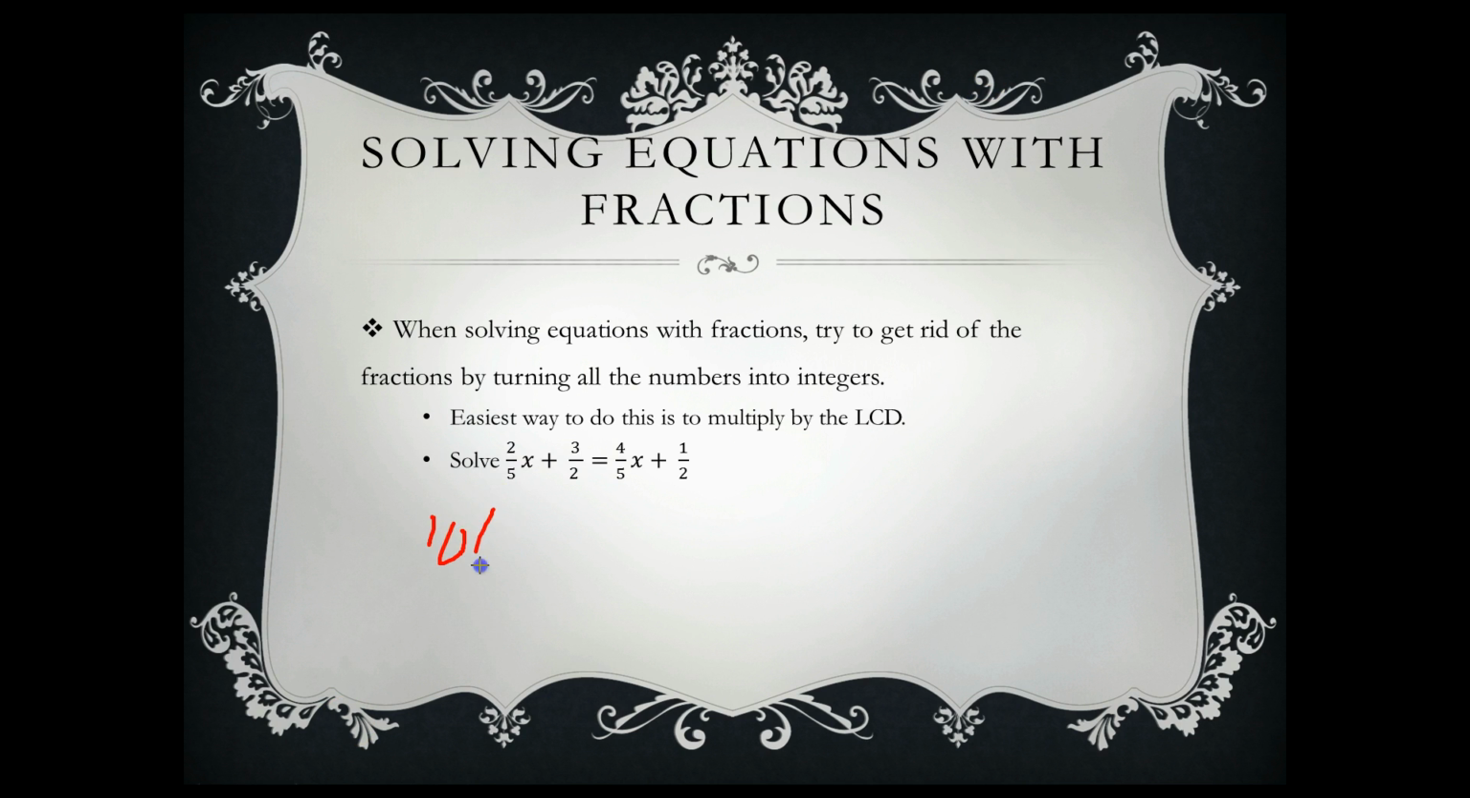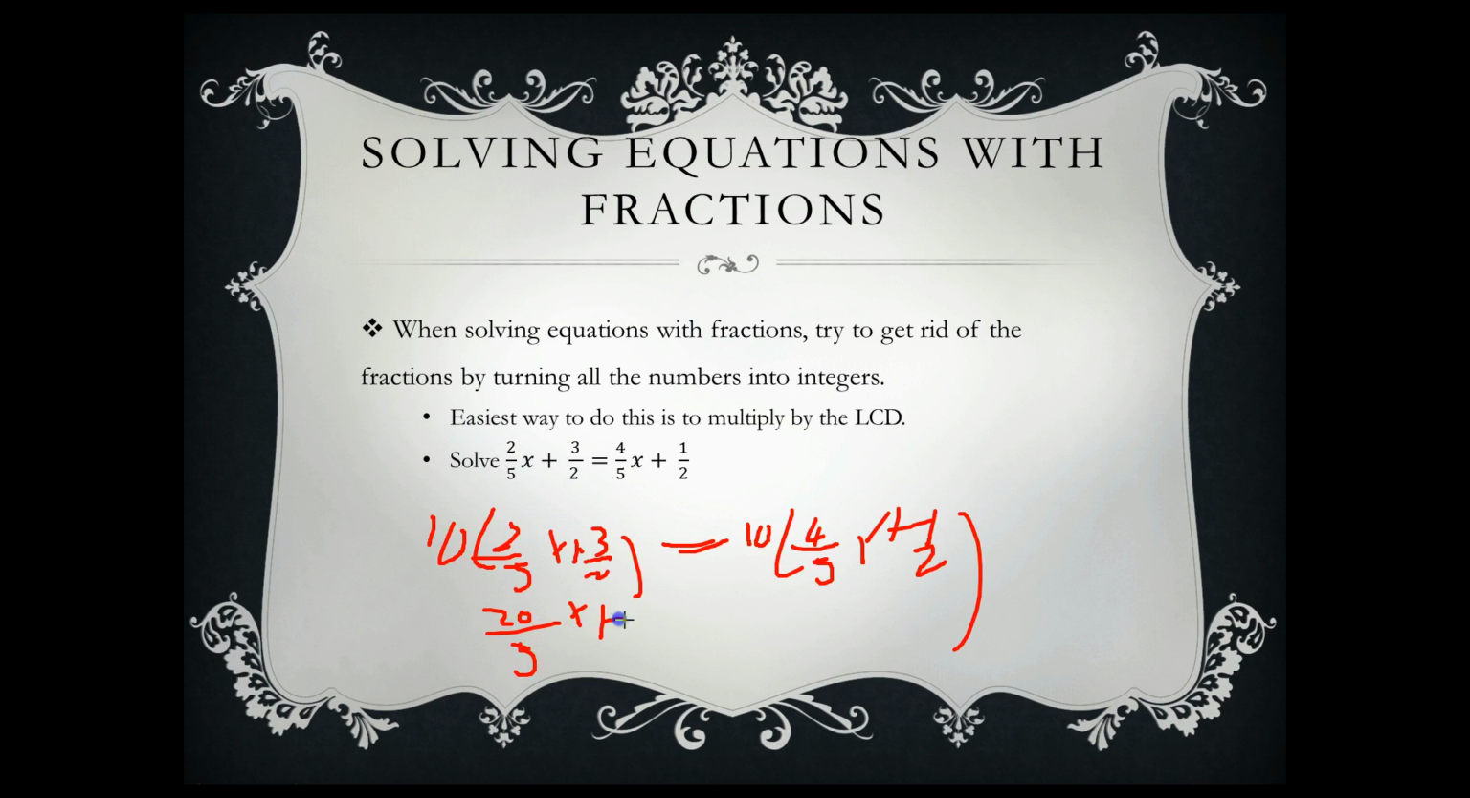So we have 10 times (2/5 x plus 3/2) is equal to 10 times (4/5 x plus 1/2). Alright, so we can use the distributive property to break up these parentheses. So we have 20 over 5 x plus 15 is equal to 40 over 5 x plus 5.